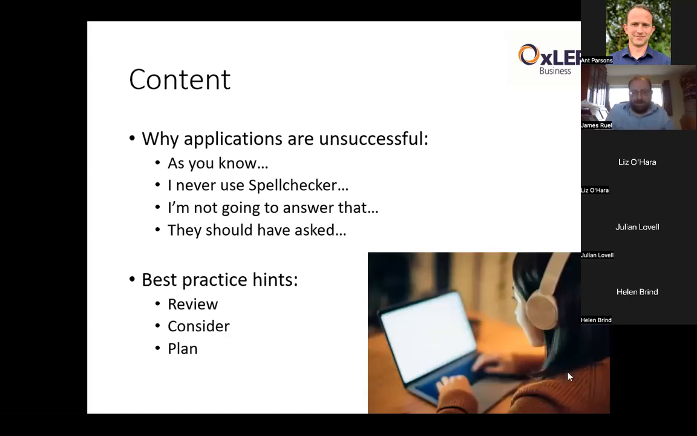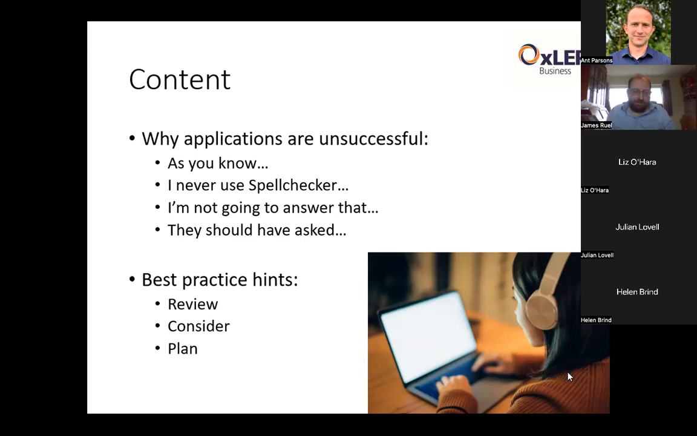In terms of content, if you make assumptions, never assume people use things. Please use things like spell checker. No application will fail on the basis of bad spelling, but it's critical that the assessors can understand the application. There may be something in there. You may have the wrong word. I sometimes type the wrong word in things and it completely changes the meaning of a sentence.